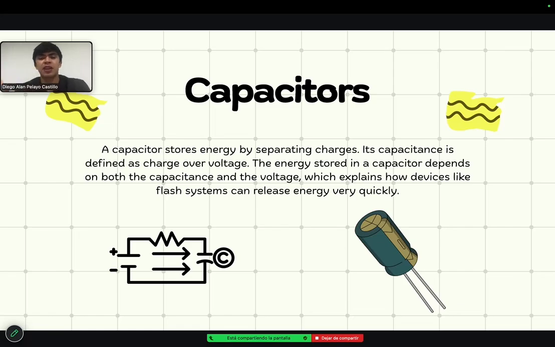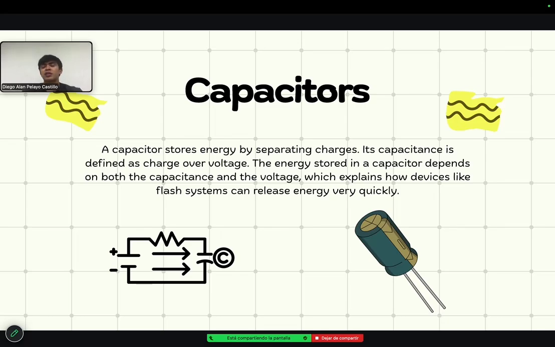One concept that is also important to understand in capacitors is capacitance. That is the ability of a capacitor to store charge, and a large capacitance means that the capacitor can store more charge at a given voltage. The capacitance depends on three main factors: the area of the plates, the distance between them, and the material used as the dielectric.